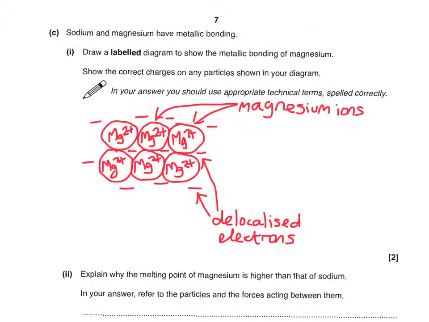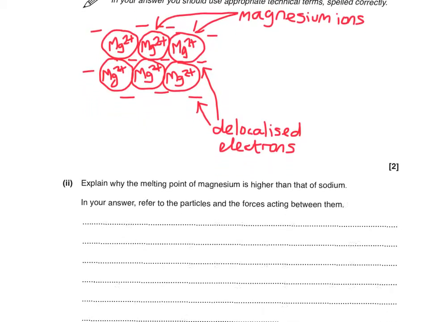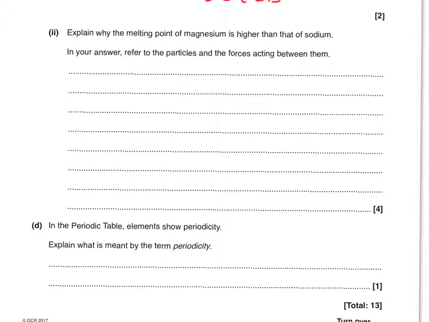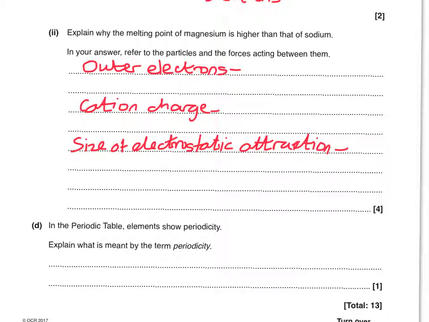So let's now move the page down a bit. And the next part wants you to explain why the melting point of magnesium is higher than that of sodium. And in the answer, you've got to refer to the particles and the forces acting between them. I'm not highlighting the instructions here, because I think you probably are getting the picture of how to follow them and making sure you read the question before you start. So the things to talk about here are outer electrons, cation charge, and the relative sizes of the electrostatic attractions.